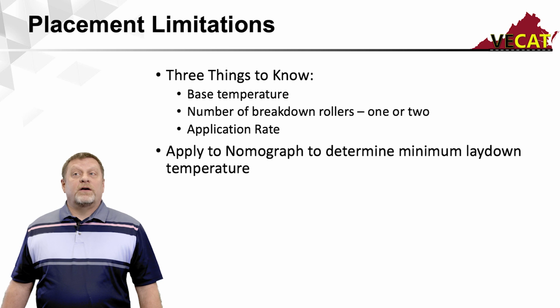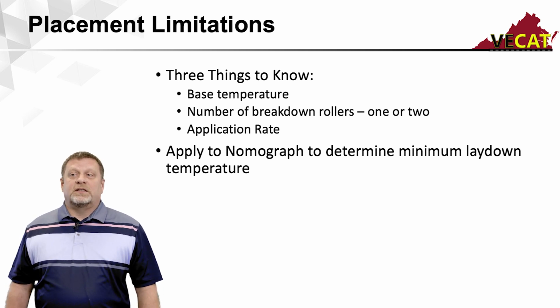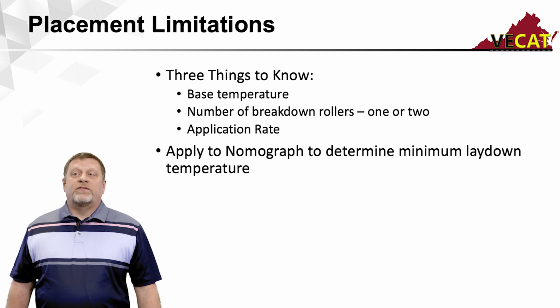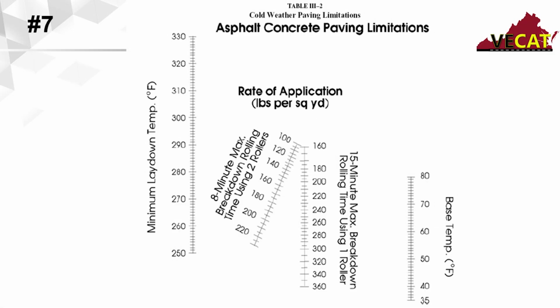And the third variable we need to know is the application rate, how thick the mix is that we're placing. So once we have these three variables, we apply them to the nomograph to determine our minimum laydown temperature. So we're going to continue on and talk about problem number 7, which is in your study guide, your workbook.